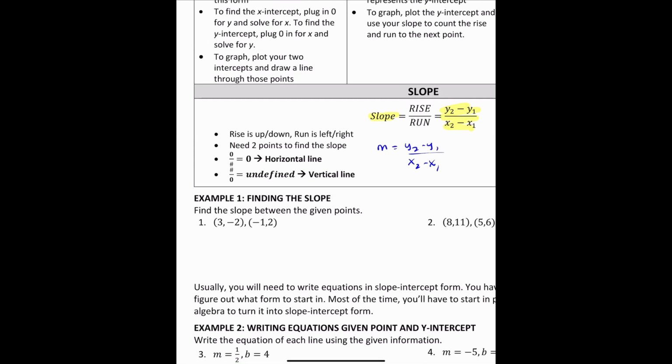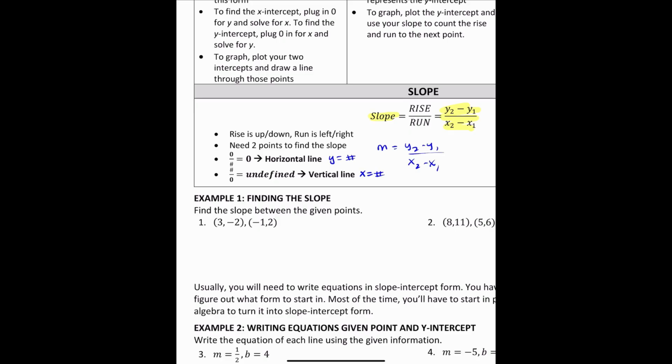Remember, the rise is our up or down, and the run is left or right. We need 2 points to find the slope. If you ever get a 0 over a number, 0 divided by any number is going to be 0, and you're going to have a horizontal line, in the form y equals that number. When you get a number over 0, we say that that is undefined. Any number divided by 0 is undefined, and your graph is going to have a vertical line. It's going to be x equals that number.